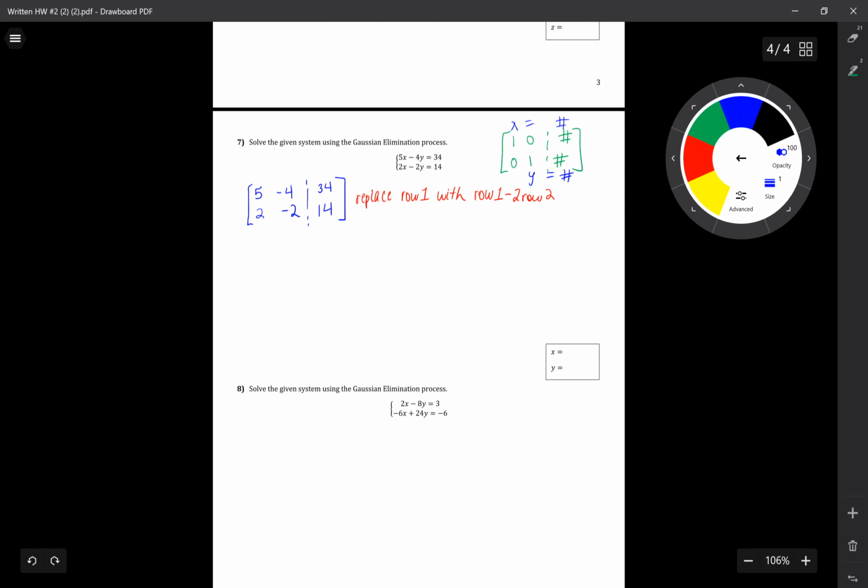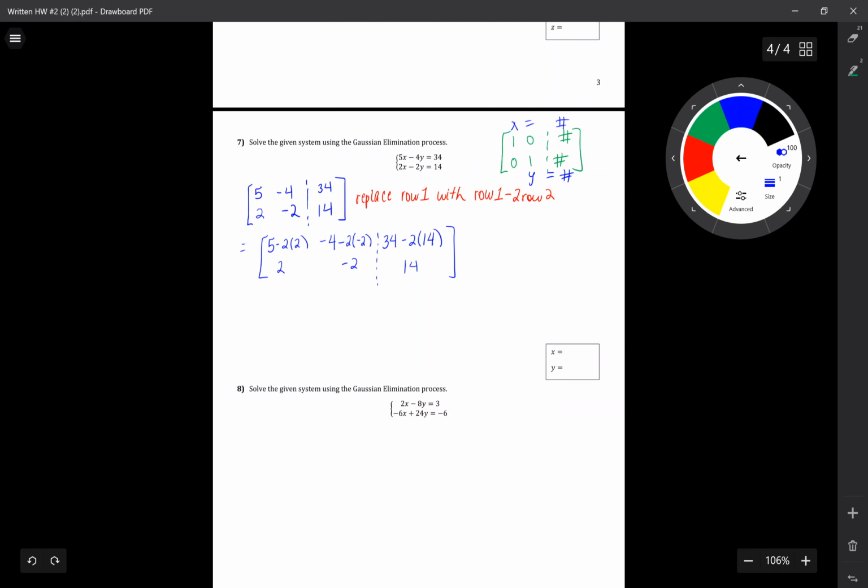So here's how we do this. I replace this 5 with a 5 minus 2 times 2. And then I have -4 minus 2 times -2. And 34 minus 2 times 14. So I'm replacing all of those elements with those elements minus twice the row 2. And then the other row stays the same.